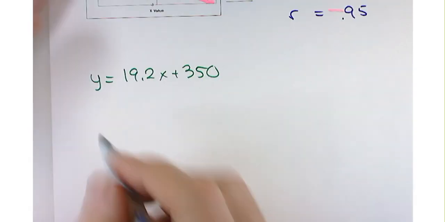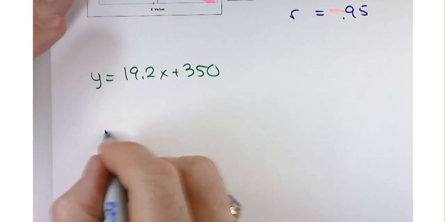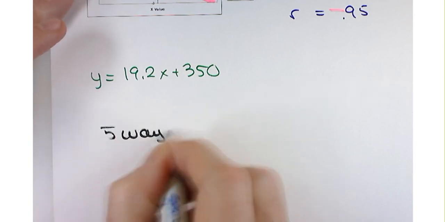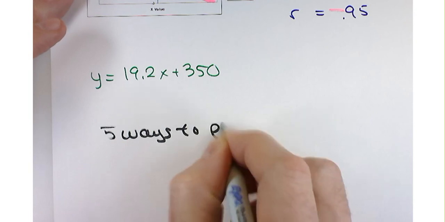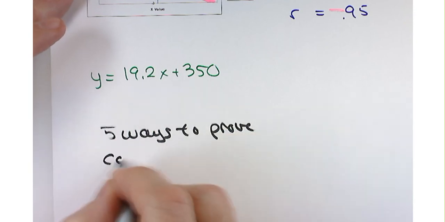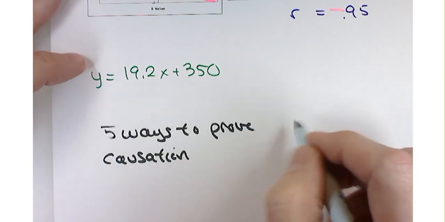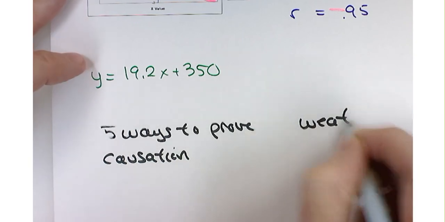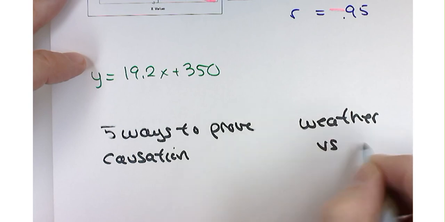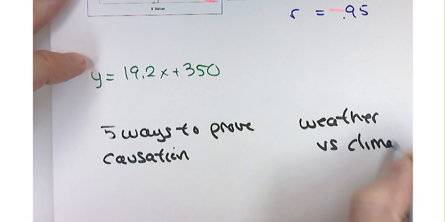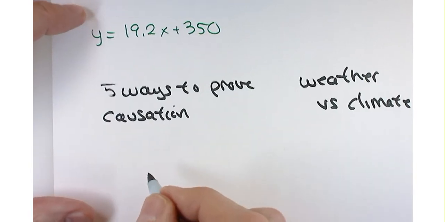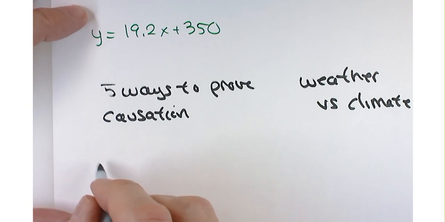Don't forget, as you're preparing for this, to look up 5 ways to prove causation. Know the difference between weather versus climate, and know what a confounding variable is.